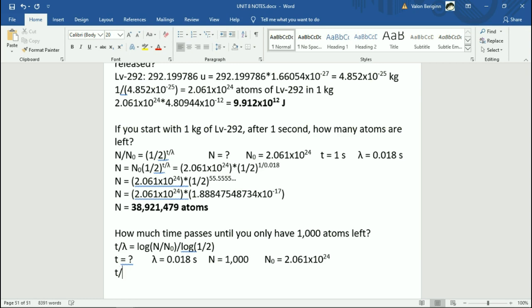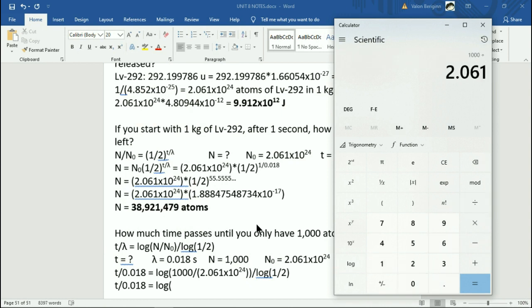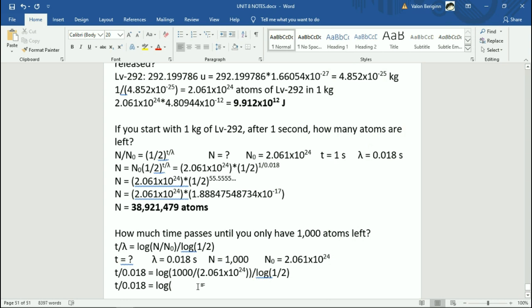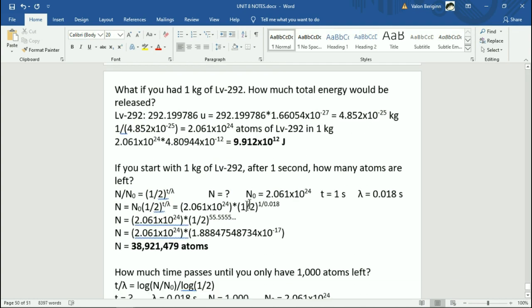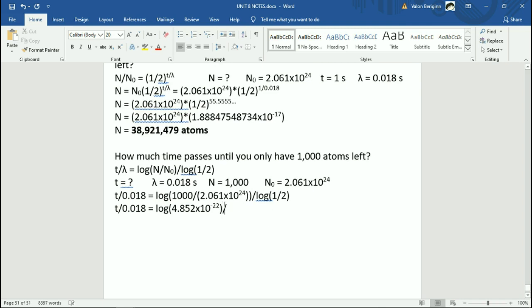Okay, so we have, oh boy, t divided by 0.018 equals the log of 1,000 divided by 2.061 times 10 to the 24, divided by the log of 1/2. Okay. Let me figure this out. So we have divided by 2.061. Yes, okay, so we have 4.852 times 10 to the minus 22. Actually, that number should just be from what we had up here, right? Yeah, that's just that number. Okay. Never mind. And then that's divided by log 1/2.